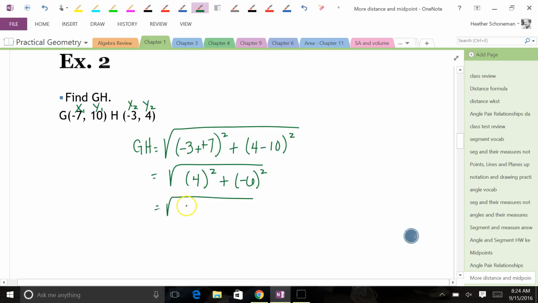4 squared is what? 16. And negative 6 squared is positive 36. And I add them together. 16 and 36 is what? 52. Okay, put that into your calculator. The square root of 52 is what? 7.2. Very good. Okay, I want you to do number 3 on your own.